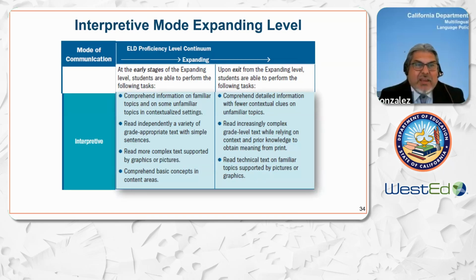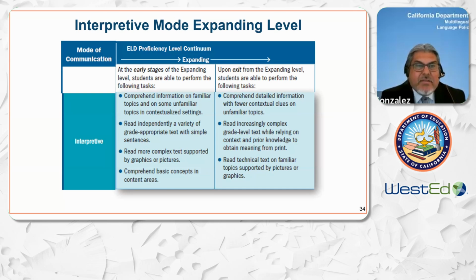The image on the slide shows the expanding level in the interpretive mode of communication. At the early stage of the expanding level, EL students are able to comprehend information on familiar topics and on some unfamiliar topics in contextualized settings. They are able to read independently a variety of grade appropriate texts with simple sentences and more complex texts supported by graphics or pictures. They are also able to comprehend basic concepts and content areas.